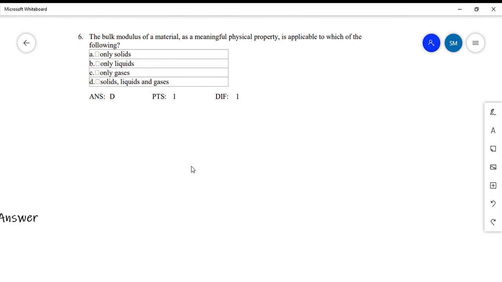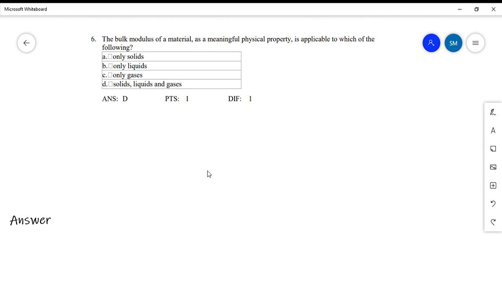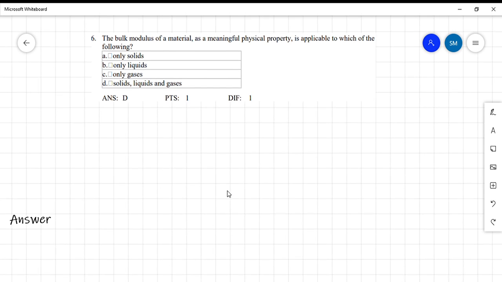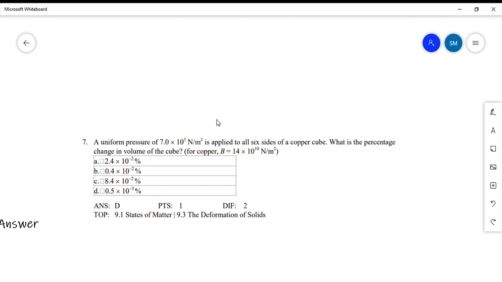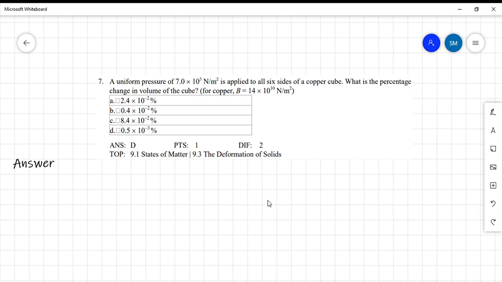The bulk modulus of a material is a meaningful physical property applicable to which of the following? Only solids, only liquids, only gases, or solids, liquids, and gases. Very clear. The answer is D. We can apply the bulk modulus for solids, liquids, and gases. If you want to know more about it, you can read the chapter. Question number 7.